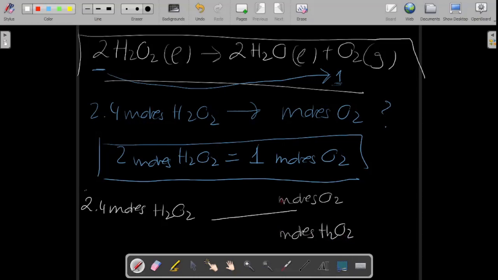The hydrogen peroxide is right here. There's a 2 in front. Then put 2 right here. The oxygen is here. It says 1. The oxygen is right here. Put the 1 here. Now do the math. So multiply 2.4 by 1 and divide by 2. Put in the calculator and you'll see that you get 1.2 moles of oxygen.